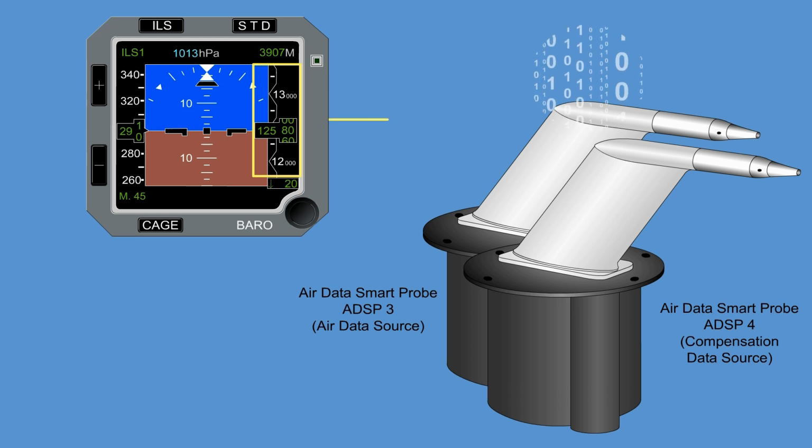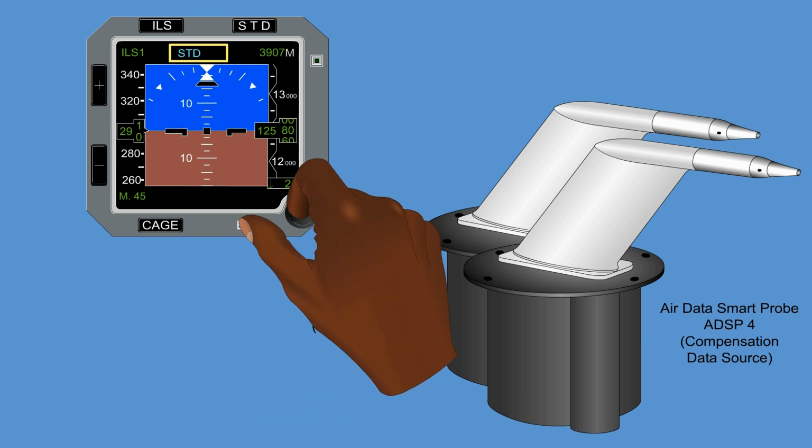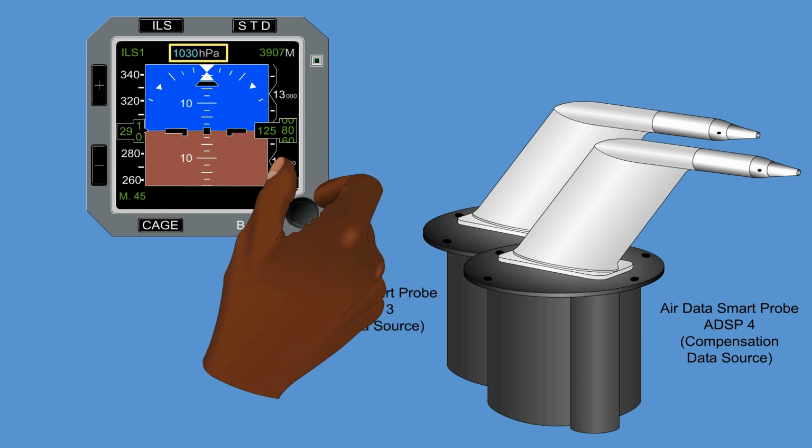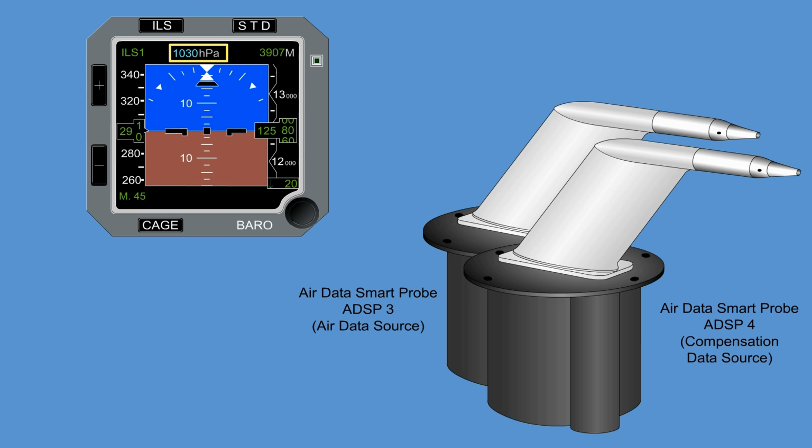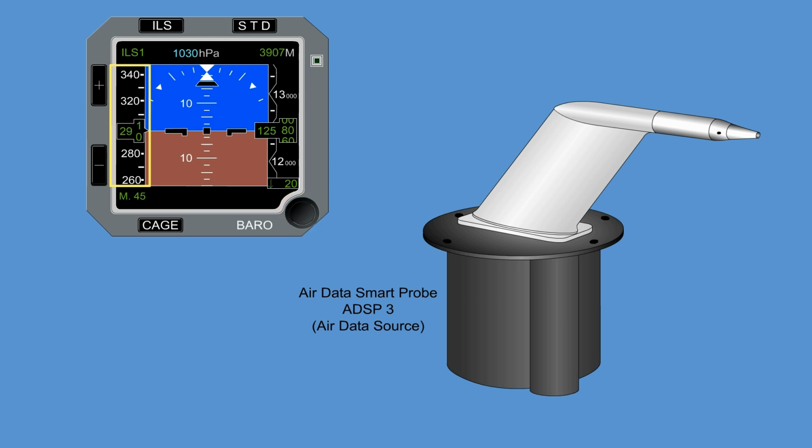Altitude data is provided by processing static pressure sensed by ADS-B 3 and 4. Altitude is displayed in tape format. Pushing the Standard button sets the IESS reference barometric pressure to standard Q and E. Barometric pressure can be adjusted, starting from the standard value, by using the rotary baro knob. Indicated airspeed data is presented in tape format and is provided by processing dynamic pressure sensed by ADS-B 3.